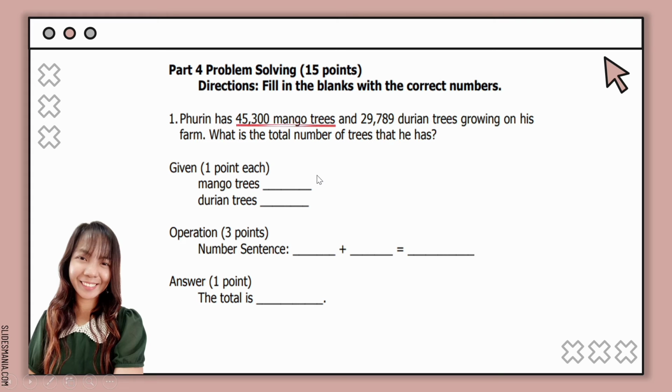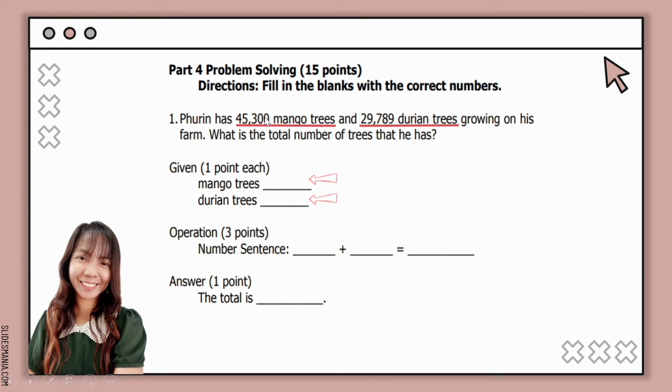Okay, in this blank, you have to write here. Just write the number because that's the given number. So you just have to write it. And then for the 29,789 durian trees, you have to write here in this block. And then the question is, what is the total number of trees? Total means we have to add. So add the two numbers.